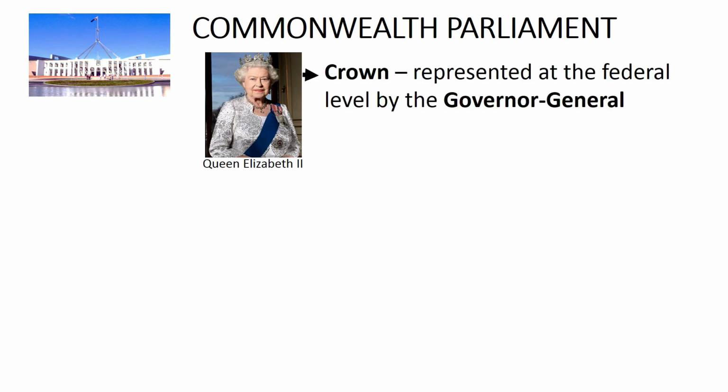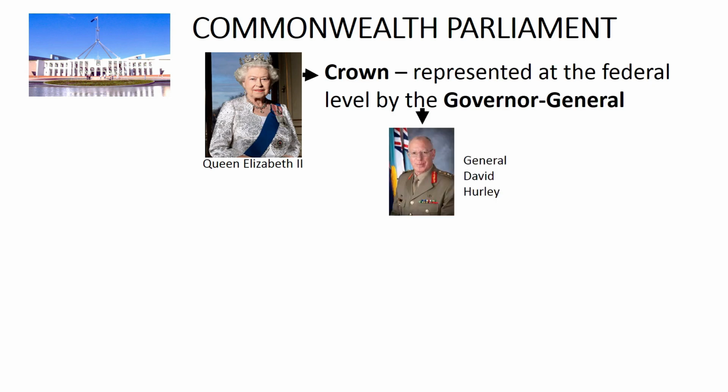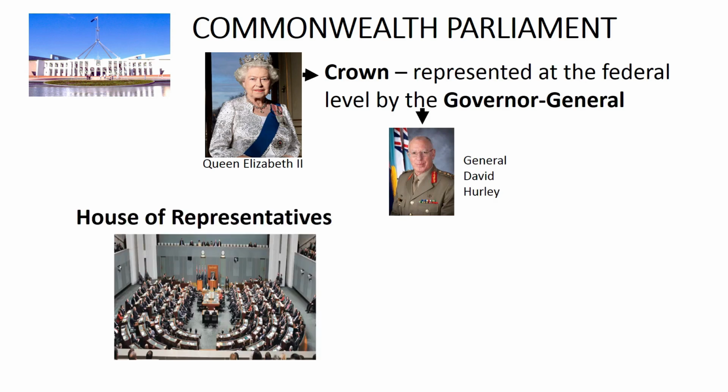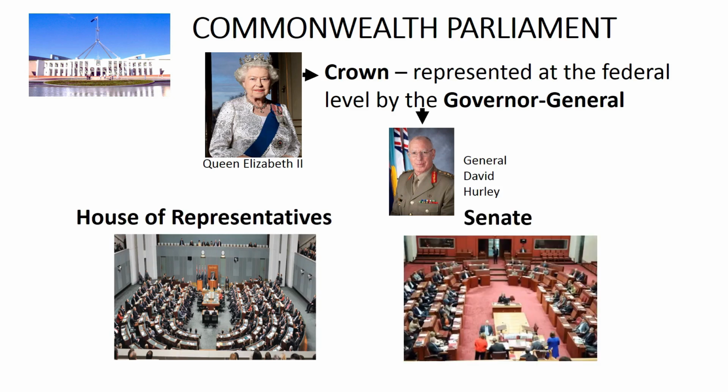Now, Queen Elizabeth lives in England, but she has a representative in Australia. That representative at the federal or Commonwealth level is the Governor-General. Our current Governor-General is Sir David Hurley. In addition to the Crown, the Commonwealth Parliament consists of 2 houses. These are the House of Representatives and the Senate.